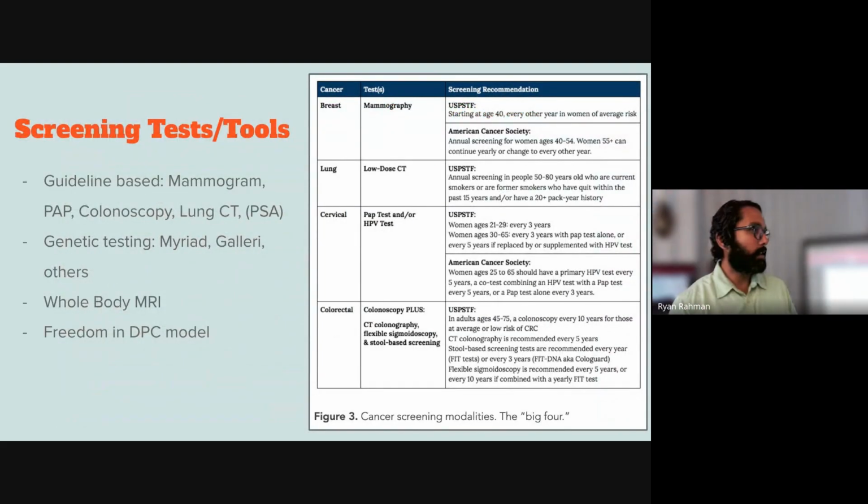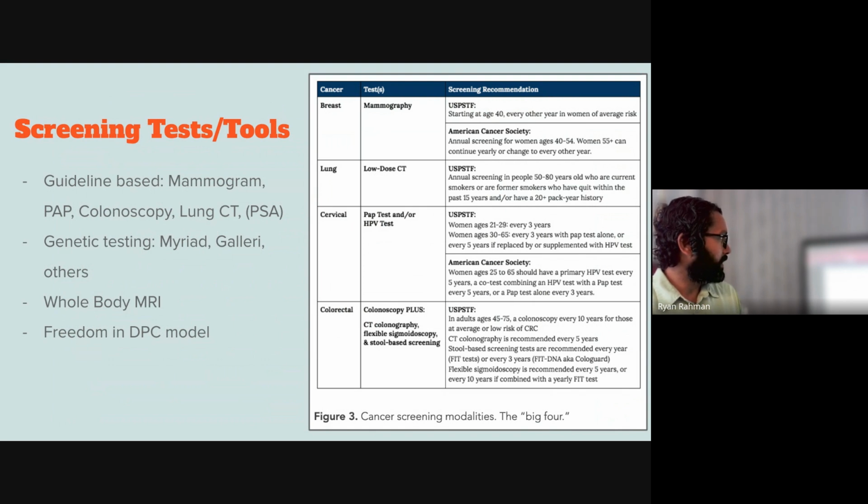So what are some of our screening tools? We'll talk about some that are guideline based and some that are definitely not guideline based. One of the big differences there is also just who will pay for these tests. Many of them do have some decent data, but sometimes they do have a decent cost as well. So, screening tests and tools.